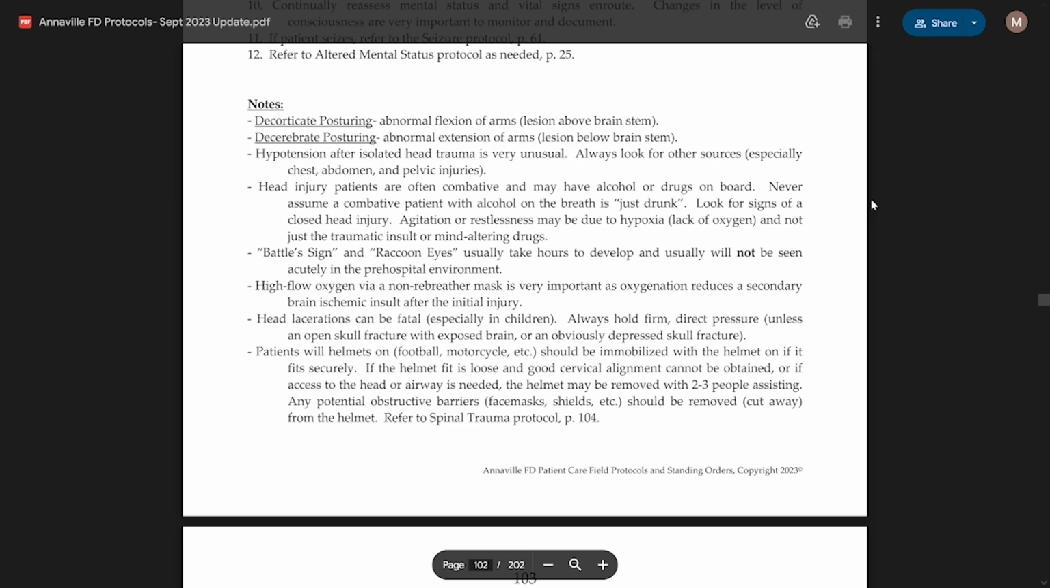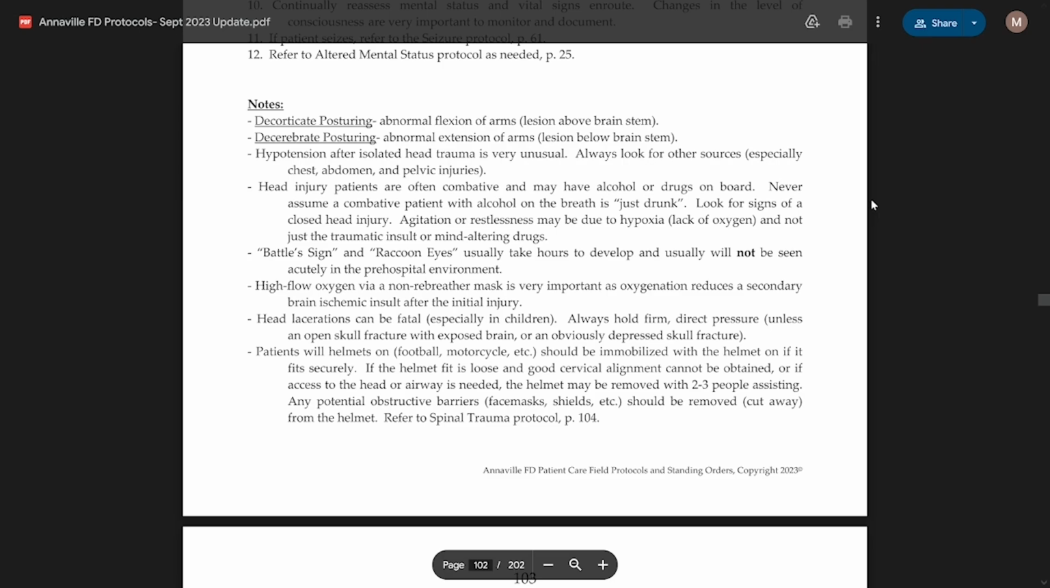Head injury patients are often combative and may have alcohol or drugs on board. Never assume a combative patient with alcohol on the breath is just drunk. Look for signs of a closed head injury. Agitation or restlessness may be due to hypoxia, a lack of oxygen, and not just the traumatic insult or mind-altering drugs. Battle signs or raccoon eyes usually take hours to develop and usually will not be seen acutely in the pre-hospital environment.